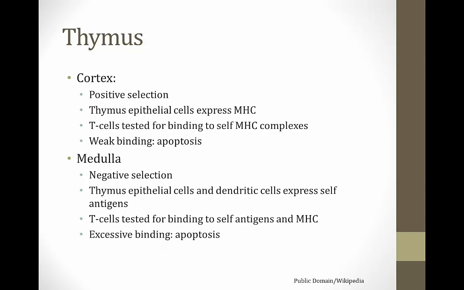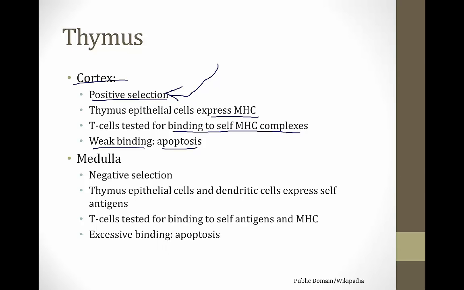Those that are going to survive are selected for survival. So in the cortex, a process takes place of positive selection of T cells. Thymus epithelial cells will express MHC complexes, and the T cells are tested for binding to self-MHC complexes. Those that have weak binding undergo apoptosis. Those that have strong binding will survive. This is called positive selection because we are selecting for those cells with the strongest binding to MHC complexes.